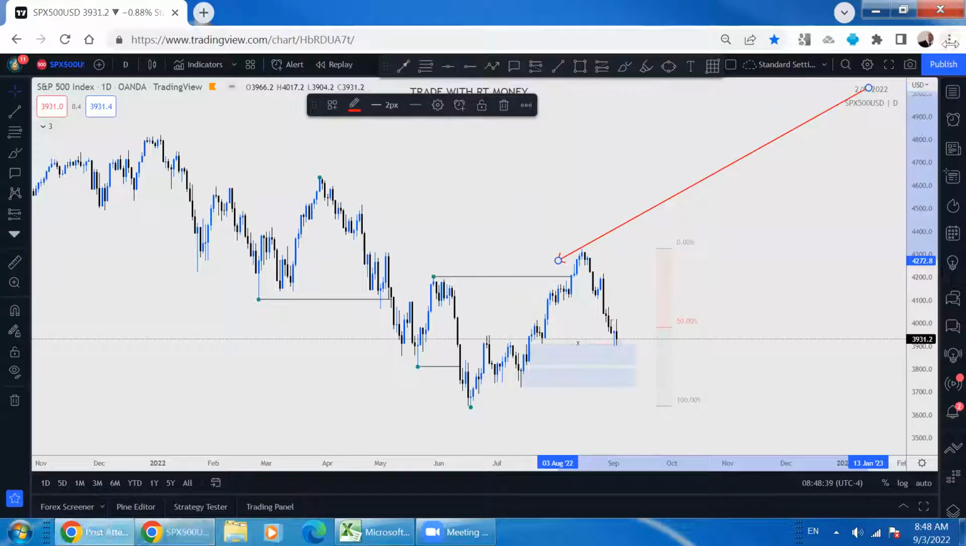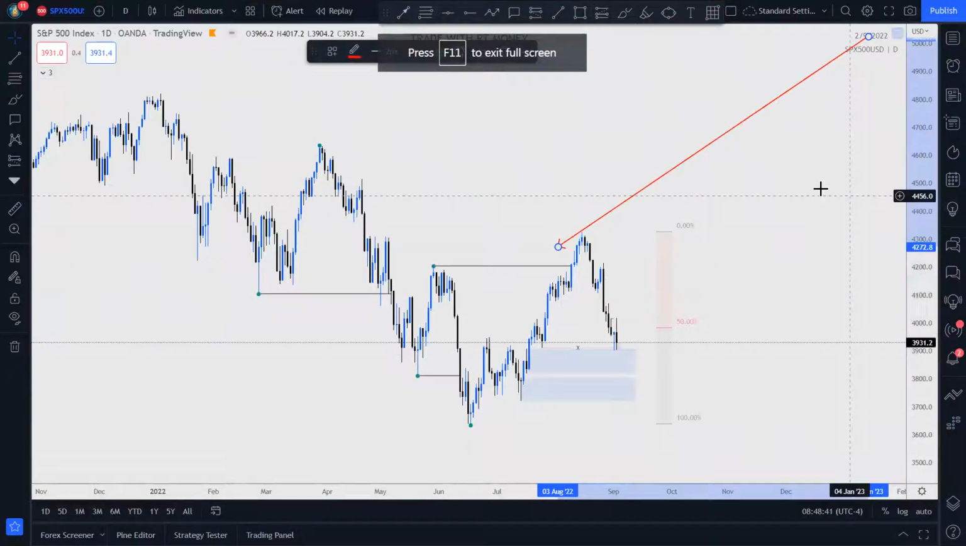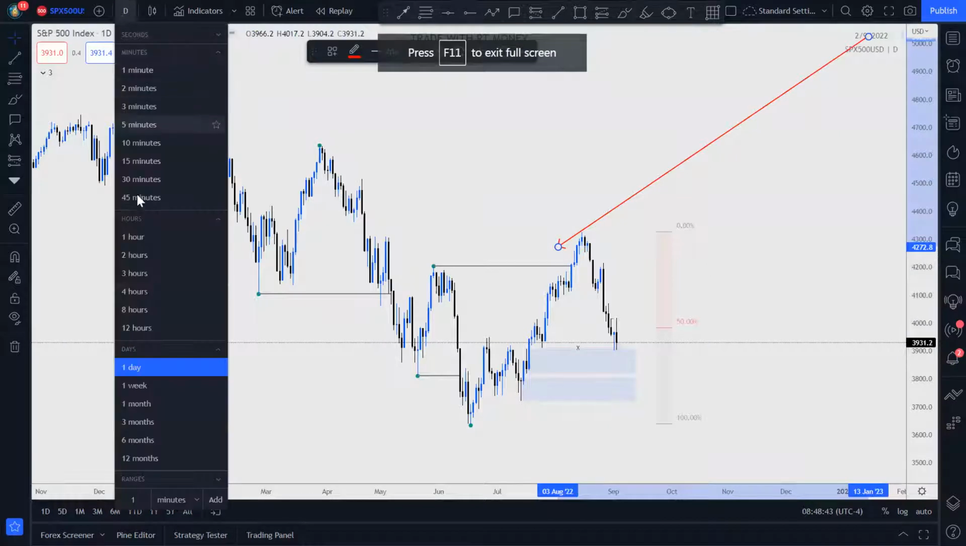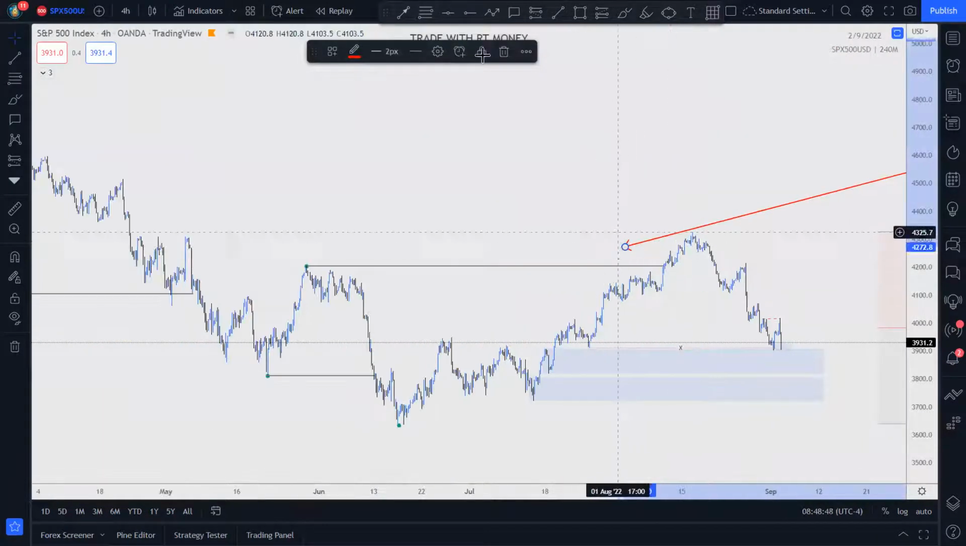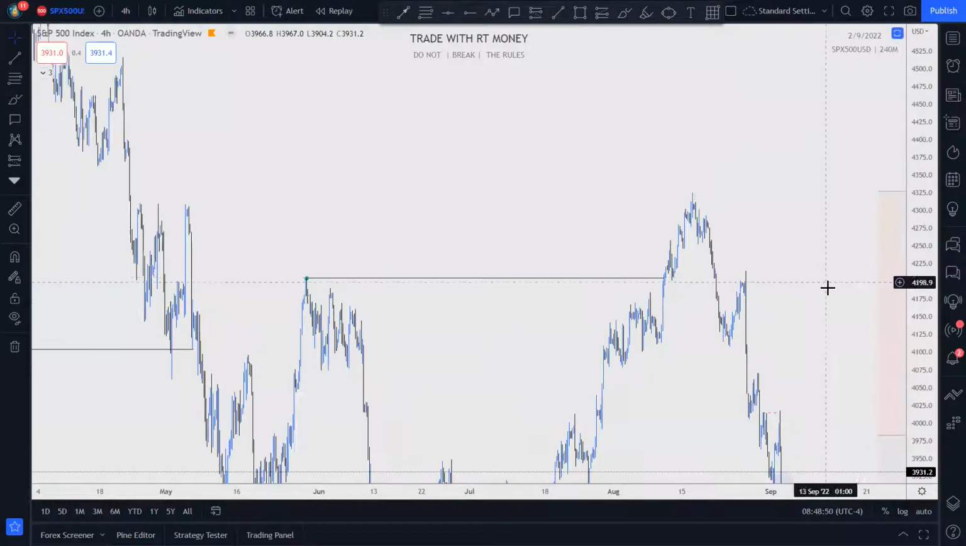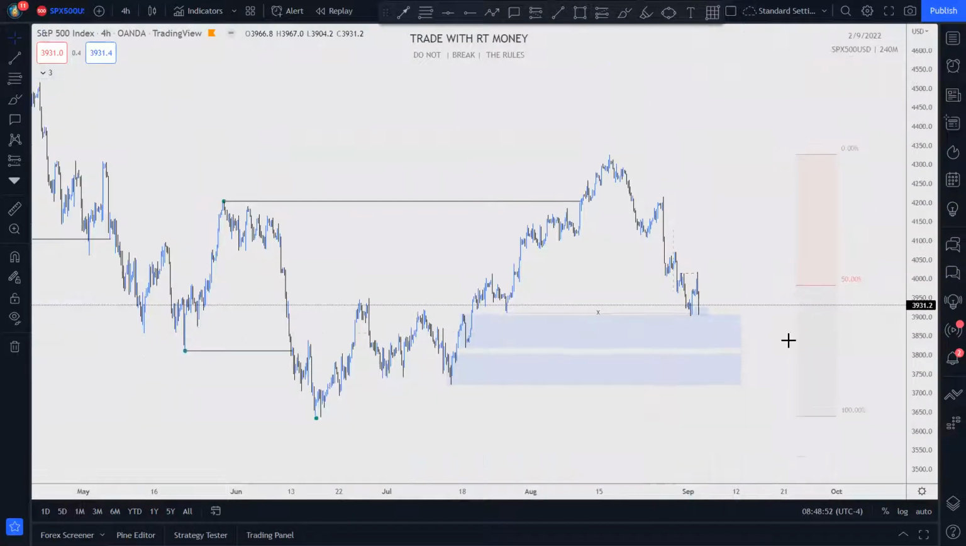What am I doing here? Okay. So I'm going to do the 4-hour, where we make our money and we can see the price action up close and personal. We don't need the pointer anymore.